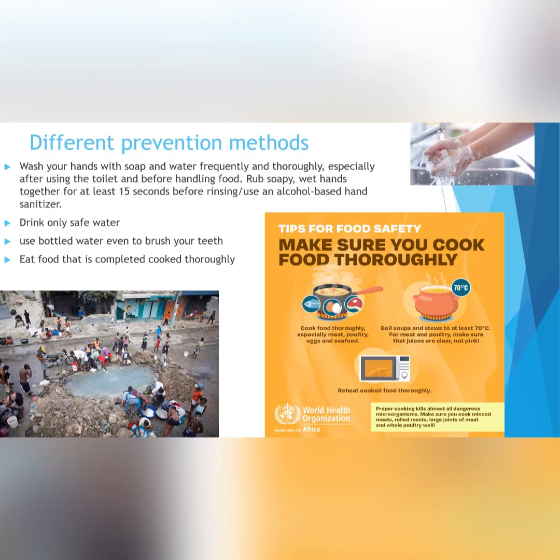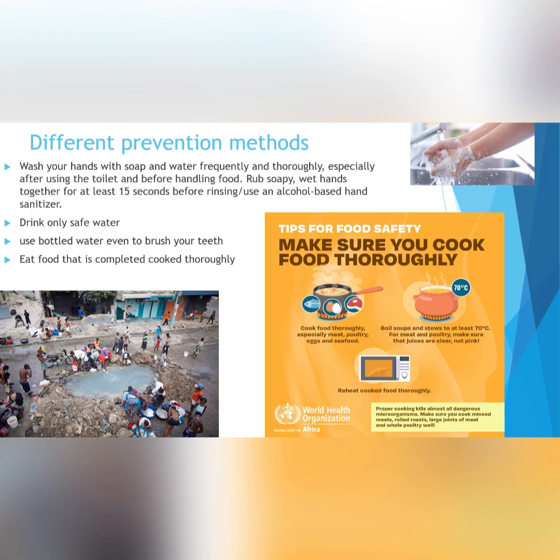These are a few prevention methods of cholera, which include washing hands with soap and water frequently and thoroughly, especially after using a toilet or before handling food. Rub it with soap and wet hands for at least 15 seconds before rinsing. If you don't have access to soap and water, you can use an alcohol-based hand sanitizer. You should drink only safe water, and the definition of safe water is bottled water or water which you have boiled for at least 1 to 2 minutes.